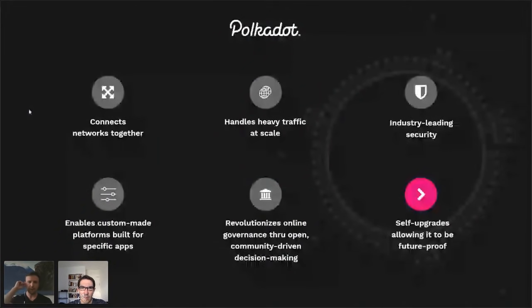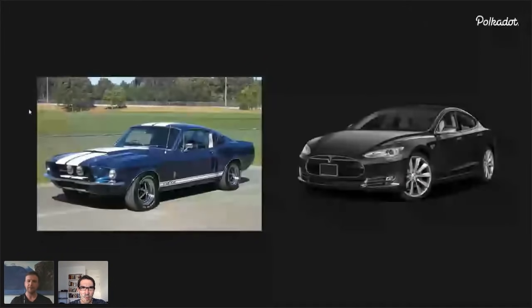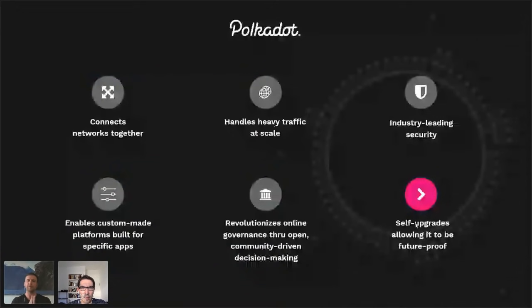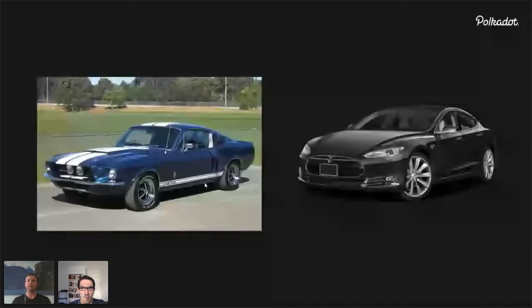So last, I want to walk through an example on the ability to self-upgrade and avoid the situation like Bill walked through with a fork. So take a Shelby GT500 from the 60s or a Tesla. They're both beautiful cars. They're both very fast. They're both highly sought after.